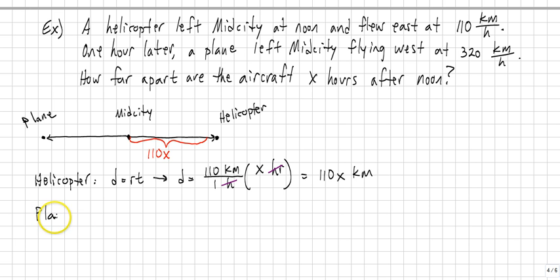And the plane, let's see, the plane, its distance would be the rate, which is 320 kilometers every 1 hour, times, in this case, it left an hour later, so it would be x minus 1.